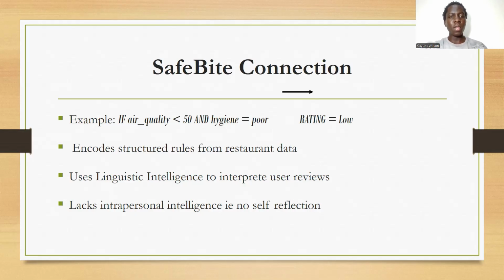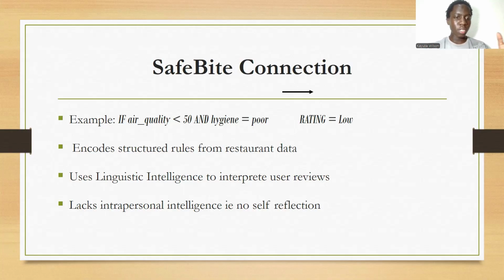Relating to SafeBite, we can use a symbolic representation in our problem solving. For example, you can state: if air quality is less than 50 and hygiene is poor, then rating is equal to low. This is like setting a rule that you can use to solve a problem. We also use linguistic intelligence to interpret user reviews. SafeBite has to be able to understand what the users are recommending, or how they are reviewing certain restaurants, in order for us to get a correct review. So it has to have linguistic intelligence in a specific language, which is basically English.